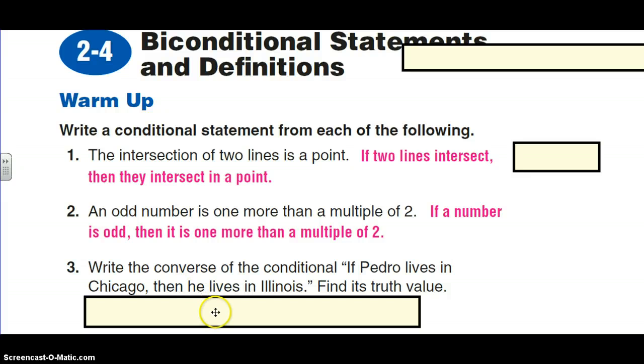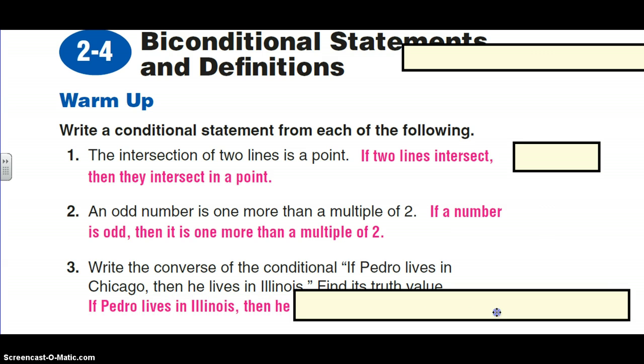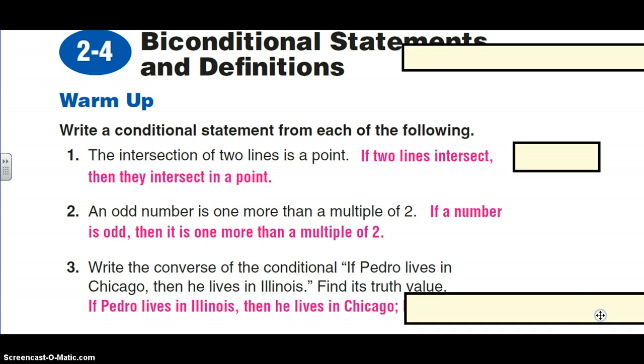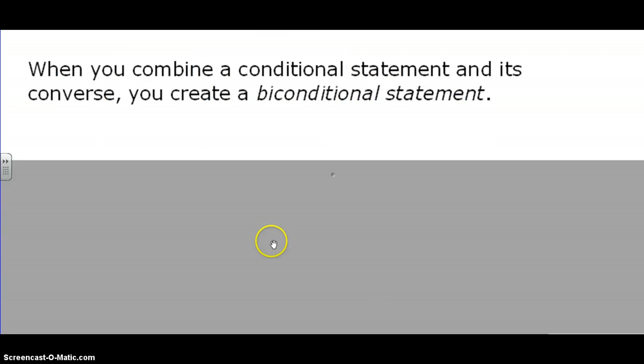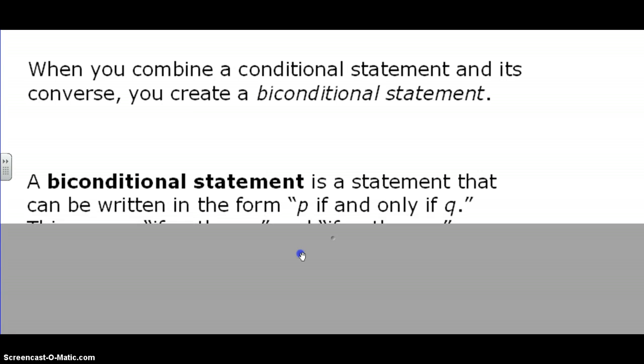So if Pedro lives in Illinois, then Pedro lives in Chicago. Is that true? Do all people who live in Illinois live in Chicago? No. So that's a false statement. All right? Okay, so when you combine a conditional statement and its converse, you get a biconditional statement.